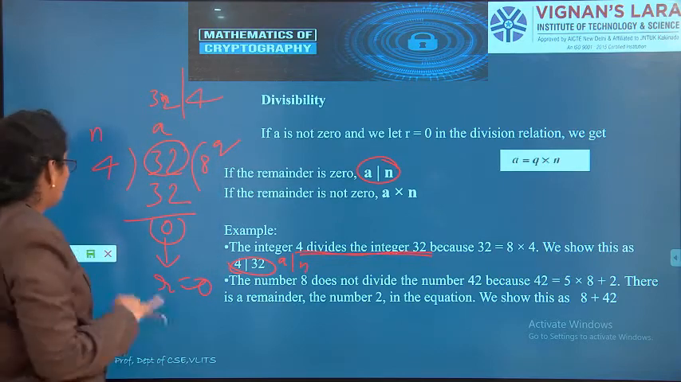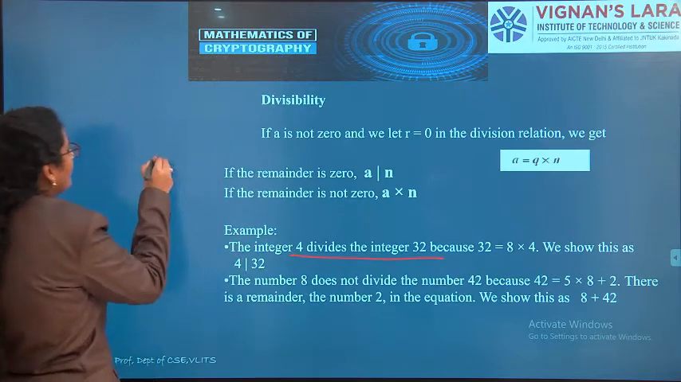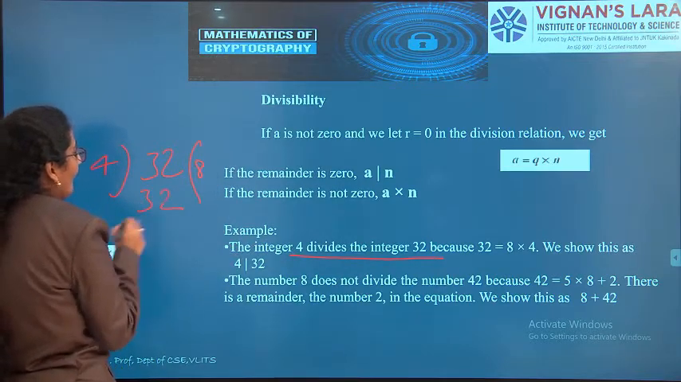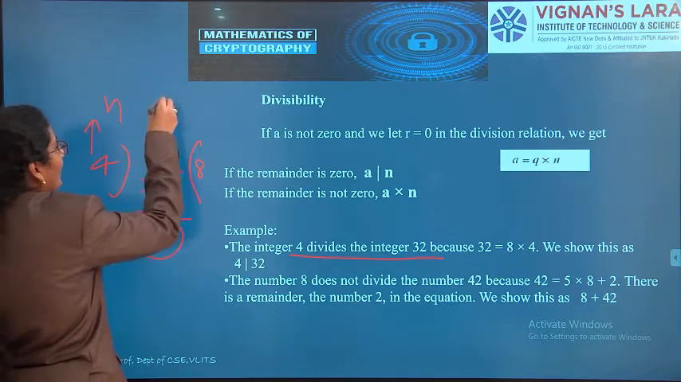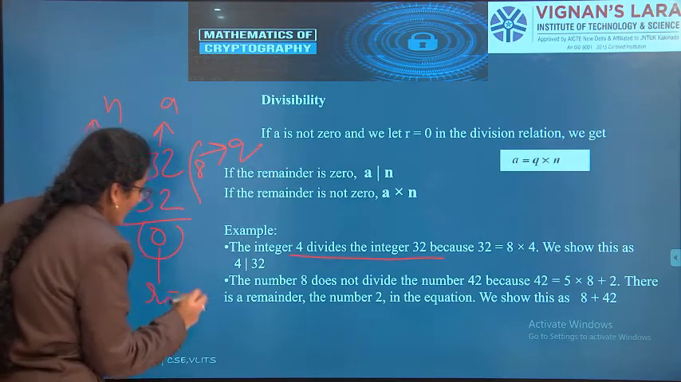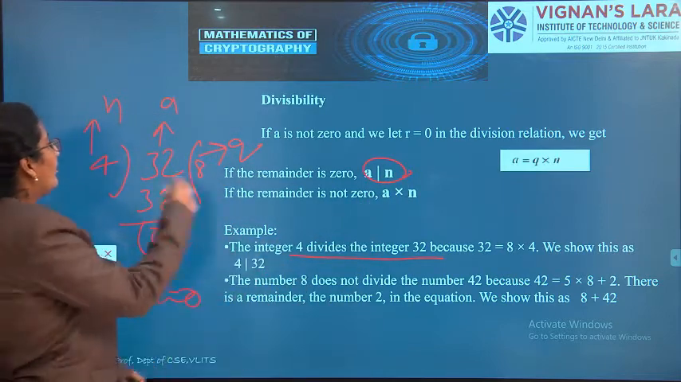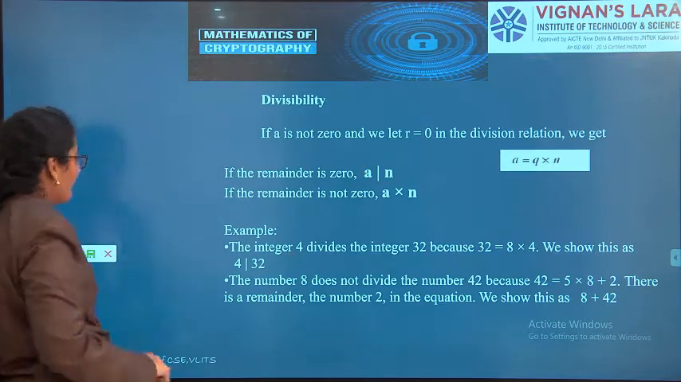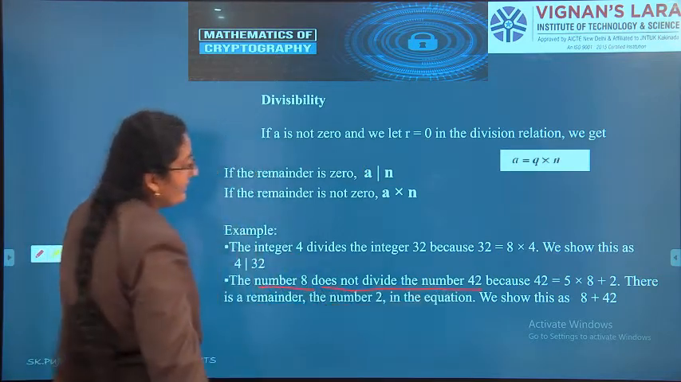See once again, integer 4 dividing integer 32. So value of N is 4, value of A is 32, value of Q is 8, value of R is 0. When R is 0, what should we do? We should do A mod N. So what is the value of A? 32. Mod N, 4.